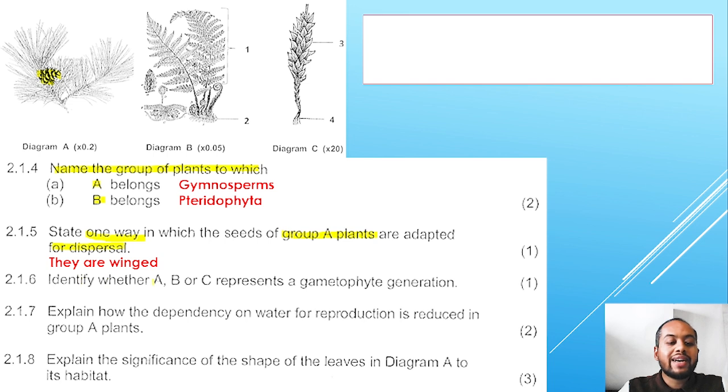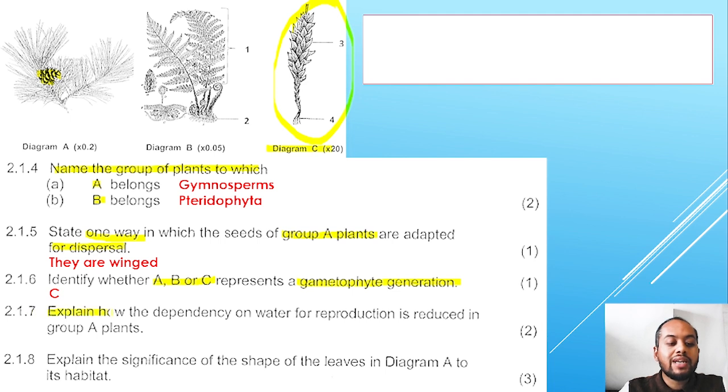2.1.6 identify whether A, B or C represents a gametophyte generation. Now you need to ask yourself, in which plant division is the gametophyte generation dominant? The gametophyte generation is dominant only in the bryophyta, only in the moss plant. Therefore, the answer is going to be diagram C. All other plant divisions, the gymnosperms, the pteridophytes, as well as the angiosperms, their dominant generation is the sporophyte generation.